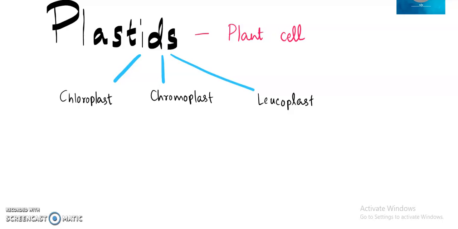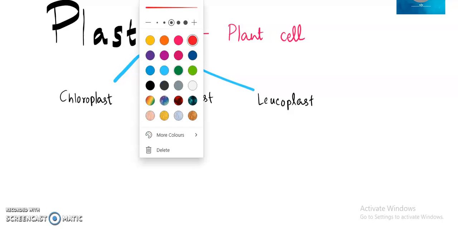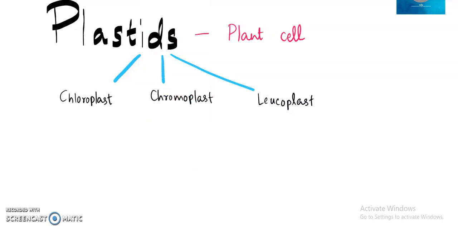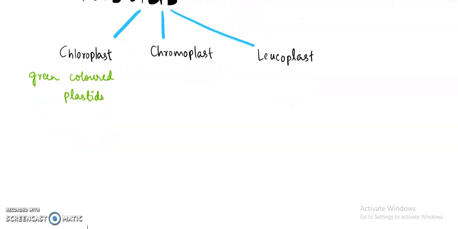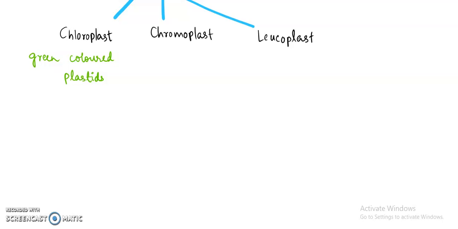Now chloroplast includes all the green colored plastids. Okay, so all the green colored plastids are known as chloroplast. The structure of chloroplast is very important again.